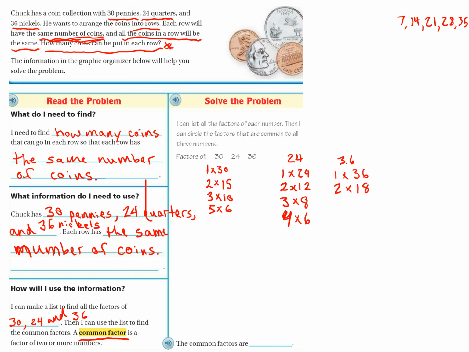Using my divisibility rules again, let's check if 3 will work. Well, 3 plus 6 equals 9. And 3 can go into 9, so I know 3 will also go into 36. And again, if you know your multiplication facts, you know it's 3 times 12. Okay, what about 4? Will 4 work?